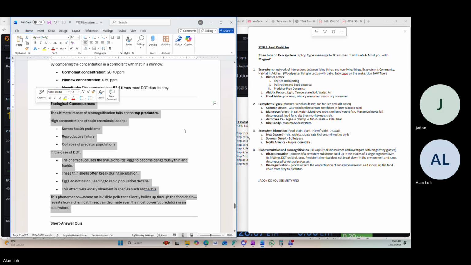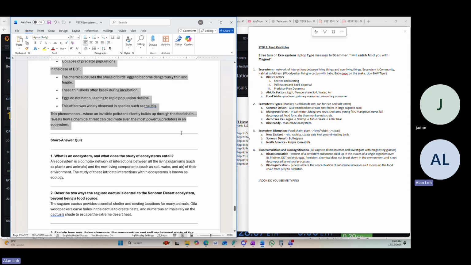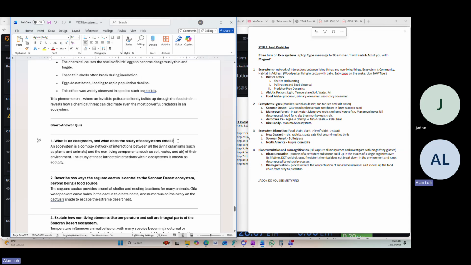Okay, now going to the quiz. For the quiz, first you read the question, then tell yourself which drawer it is: one, two, three or four. Okay, let's start. What is an ecosystem? What does the study of ecosystem entail? This is which drawer? Can you tell me which drawer?